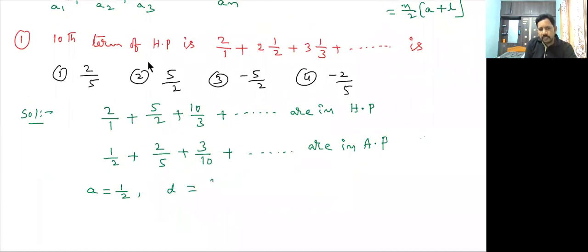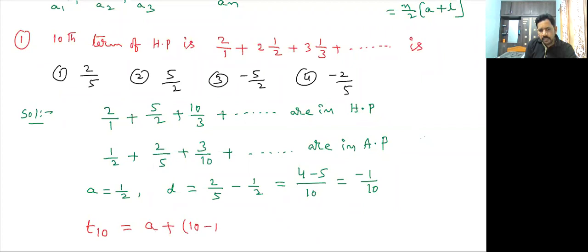What is the common difference? D. That means second term minus first term. See the calculation. LCM is 10. 4 minus 5, that is minus 1 by 10. This is the D value. The A value we already got. Now we need to find the 10th term, T10 in arithmetic progression. What is the formula? A plus 10 minus 1 into D. That is A plus 9D.